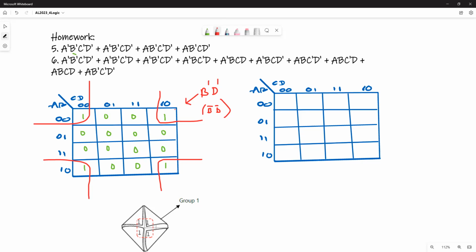So when you try to simplify from this side, we have A dash, B dash, A, B dash. So we will get B dash because B dash will not change, right? So row side. Column side, if you check, here we have C dash, D dash, C, D dash. So C is changing from C to C dash. You can forget about this and you will get B dash, D dash.